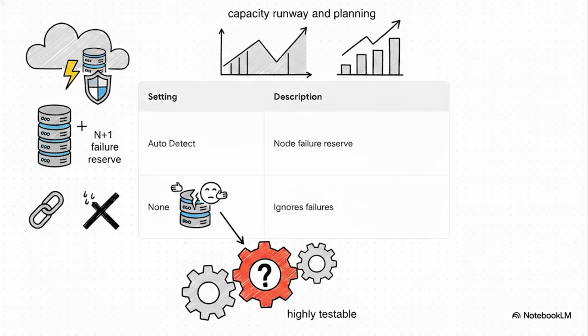The exam is very likely going to ask you to distinguish between the two primary settings here, Auto Detect and None. If you select None, the system just ignores failure scenarios entirely. Absolutely no capacity is reserved. But if you select Auto Detect, the system brilliantly accounts for a node failure. Specifically, it computes your runway with enough cushion to account for the loss of the single largest node in your cluster. This basically provides an N+1 failure reserve. Knowing the distinct difference between these two toggles is highly testable, so keep it in mind.